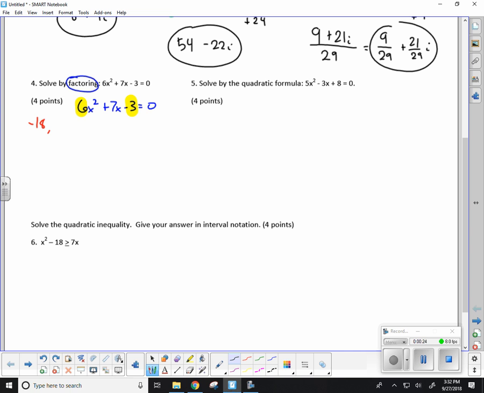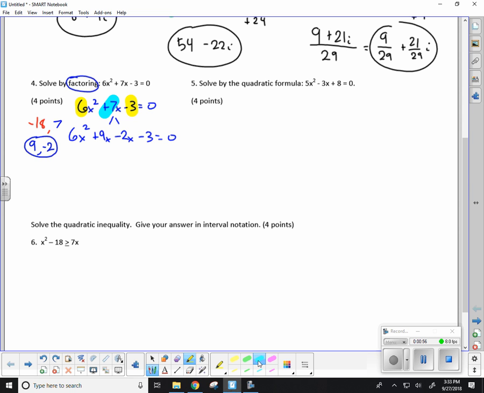And I'm looking for factors that will add up to give me this middle term, positive 7. And so if I look at that list, I'm going to come up with positive 9 and negative 2. Add up to be 7 and multiply to be negative 18. That's going to be our best choice. So I'm going to split that middle term so that I use those two numbers. 6x squared plus 9x minus 2x minus 3.